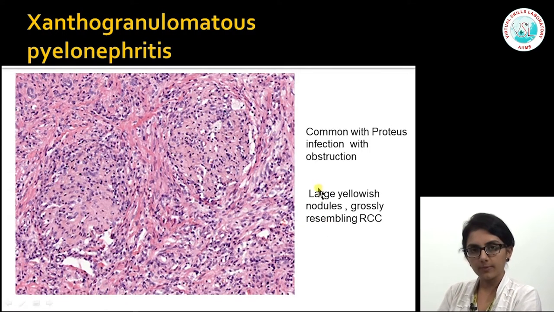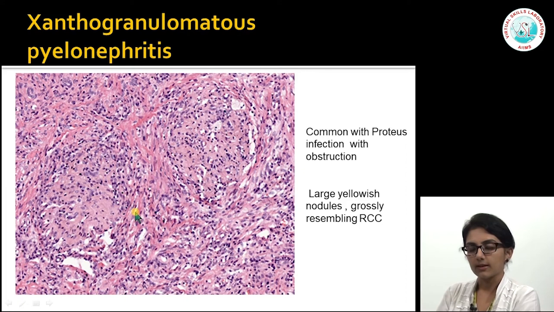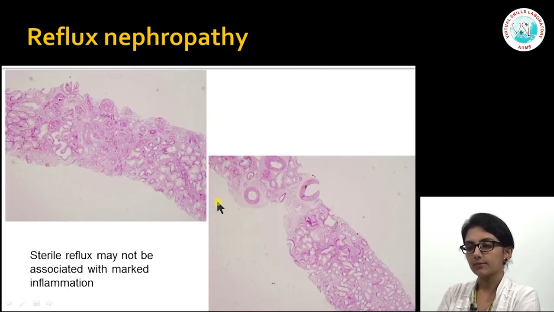Now, there are some forms of pyelonephritis that we should be aware of, one of which is xanthogranulomatous pyelonephritis. This tends to commonly occur with proteus infection along with obstruction, and grossly it can look like large yellowish nodules. Of course, the yellowish color here would be because of the xanthomatous infiltrate, that is these macrophages which are lipid laden along with chronic inflammation. But on gross, the large yellowish nodules may resemble a renal cell carcinoma, and a similar mistake can be made on imaging as well. So it's very important to be aware of this entity.